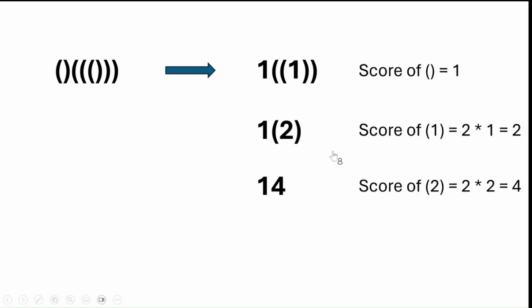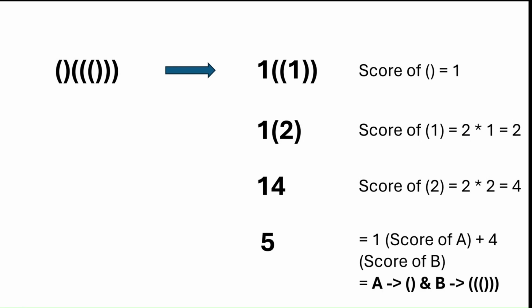Next, by a similar rule, the score of 2, which is inside the pair of parentheses, will be 2 into 2, 4. Then it can be represented like 1, 4. And then the final score will be 5 because 1 is the score of A, which is this valid parenthesis string, and 4 is the score of B, which is this valid parenthesis string. So 1 plus 4 equal to 5. So this is the final score for this input string. Now we understood the problem statement.